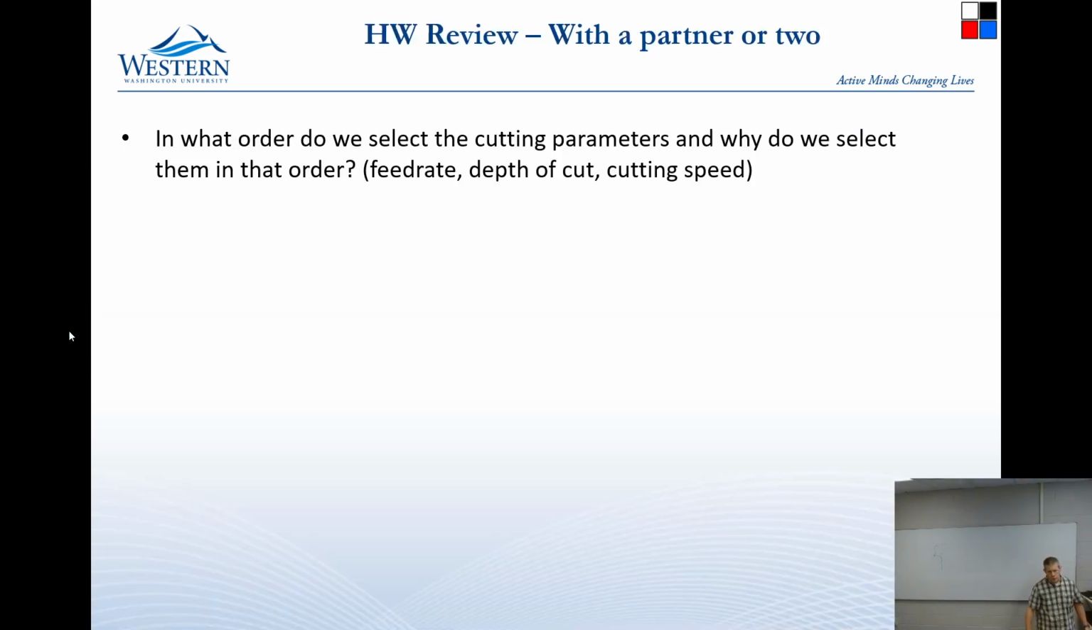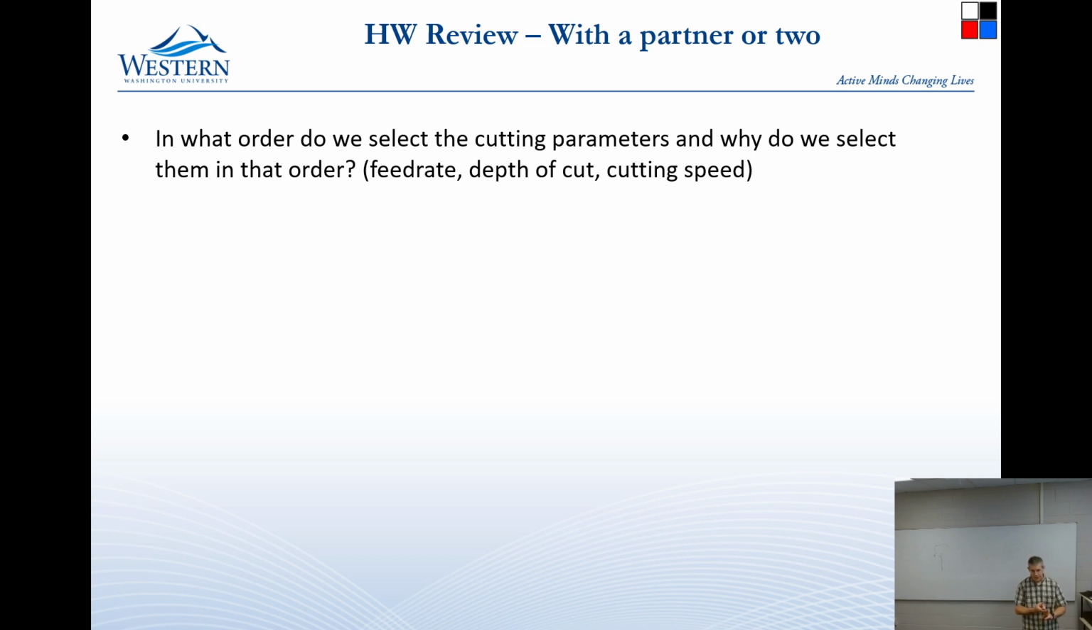All right, in what order do we select the cutting parameters? We have feed rate, depth of cut, and cutting speed. In what order do we select them and why? I'm not sure if this is right. Would it be cutting speed first, and then feed rate, and then depth of cut?